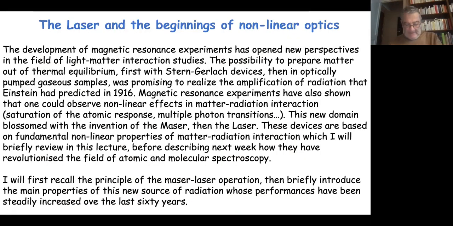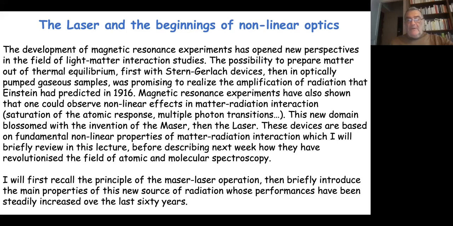So now I will shift gears and talk about the laser and the beginning of nonlinear optics. The connection with laser is quite obvious. The development of magnetic resonance experiments opened new perspectives in the field of light-matter interaction studies. First of all, before this, matter was prepared out of thermal equilibrium by Stern-Gerlach devices, which required atomic beams and gradients of magnetic field, which were not so easy to manipulate. Now, with the optical pumping technique, you can orient and change the population difference by optical means, which is much simpler. And you can invert population, which promised to realize the amplification of radiation that Einstein had predicted in 1916.